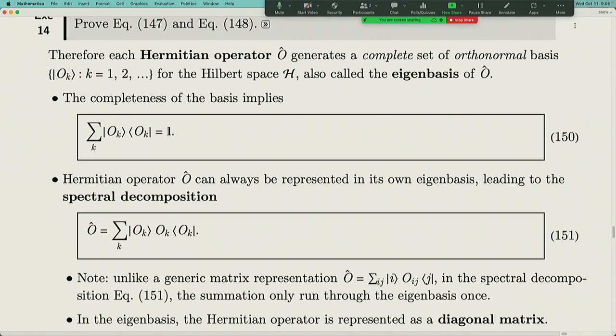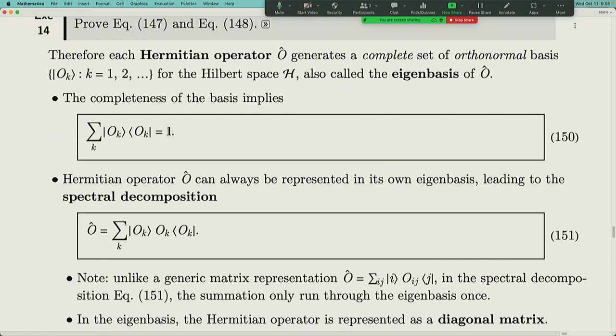When |k⟩ is said to be an eigenstate of this operator O, we mean that the operator O acting on this state should give the same state, followed just by a rescaling factor o_k. So that's why in its own eigenbasis, the operator can always be written as a summation over all eigenstates, and for each eigenstate, you basically just amplify the eigenvector by the eigenvalue. So this o_k, the number in the middle, is the eigenvalue.